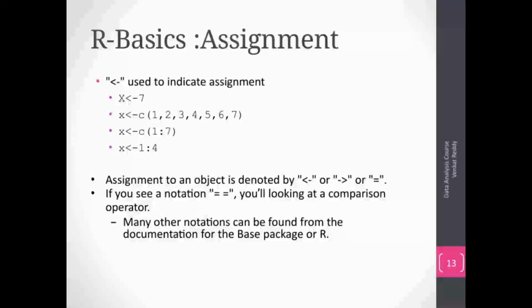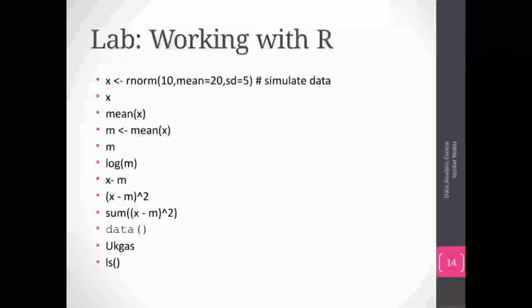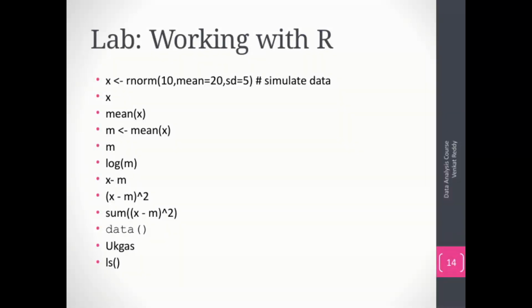Welcome to slide 14 of our data analysis course. Today, we'll walk through some fundamental R commands and concepts that are essential for data analysis. First, we use the command x <- rnorm(10, mean=20, sd=5) to generate a sample of 10 random data points from a normal distribution with a mean of 20 and a standard deviation of 5. This helps us simulate data for practice. Then, simply typing x will display the generated data.